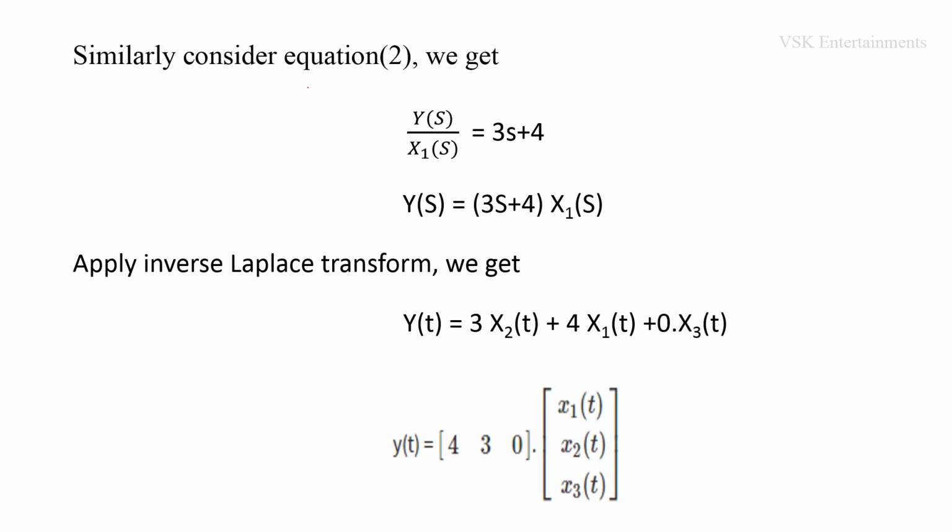Similarly, consider the second equation from the above analysis, that is Y(s)/X1(s) = 3s + 4. From this we are going to get the output equation. Why? Because it has the output and state variable. Just cross multiply this factor, then we get Y(s) = (3s + 4) into X1(s).